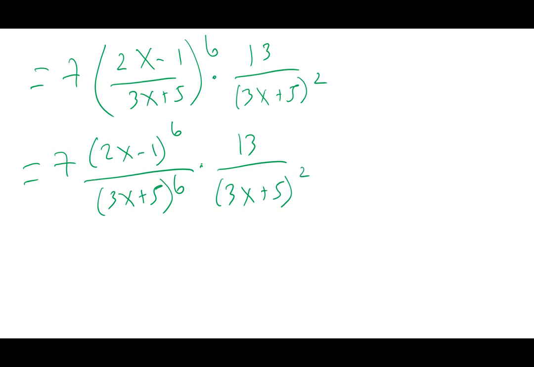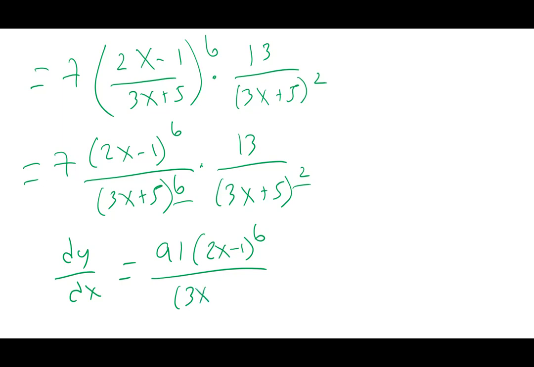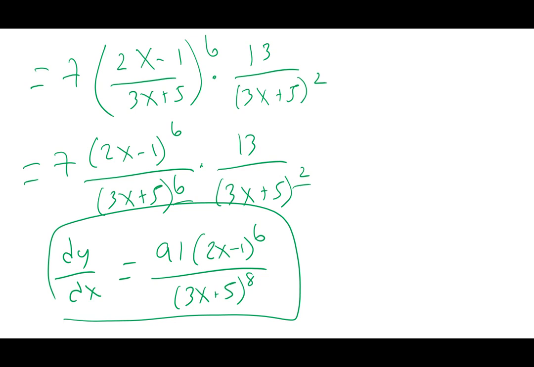So in my final answer here, these are good, huh? dy/dx is equal to 7 times 13 is 91, (2x minus 1) to the 6th. On the bottom, I have a total of (3x plus 5) all to the power of 8, and that is, in fact, my derivative. So far, 3 examples: 1 product, 1 quotient, and 1 power. I've got a couple more left for you.